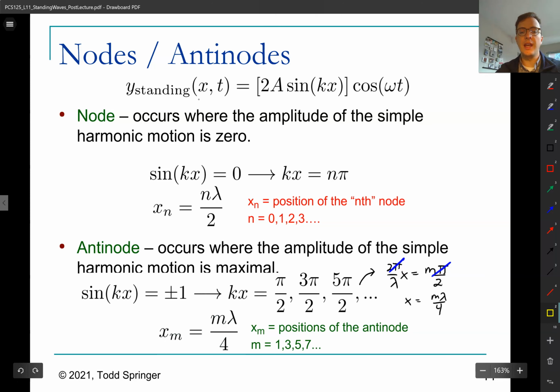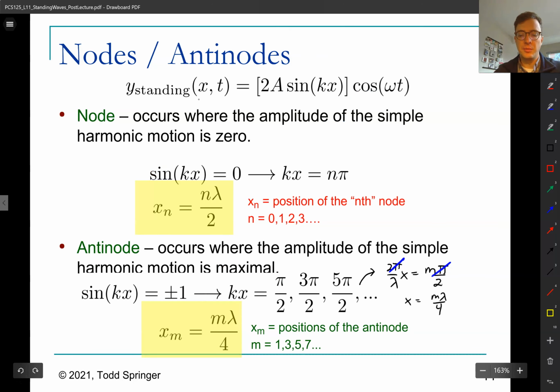Okay, so where do the antinodes occur? The first one occurs at 1/4 of the wavelength down the string. The second one occurs at 3/4 of a wavelength down the string, and so on. So these two formulas here tell you where along the string the nodes and the antinodes are. Just be careful. I'm using n to mean any integer, 0, 1, 2, or 3, and I'm using m to denote any odd integer, 1, 3, 5, or 7.